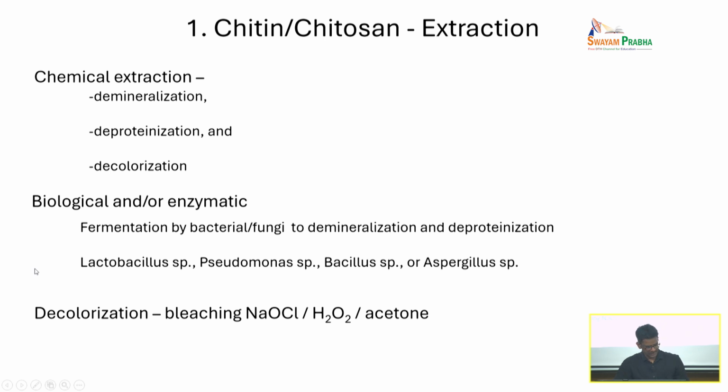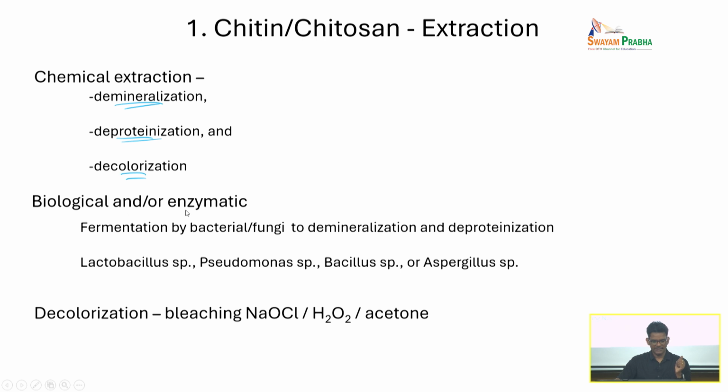If you come to the extraction part, again we are talking about a very hard shell material, and we can do chemical extraction or biological or enzymatic extraction. The chemical extraction follows 3 steps. First you do demineralization, then deproteinization, and then decolorization. The decolorization is optional because crab shell or lobster shell will have a pigment, reddish or brownish in color. So if you want white chitin or chitosan, you may want to do decolorization also using bleaching and other things.